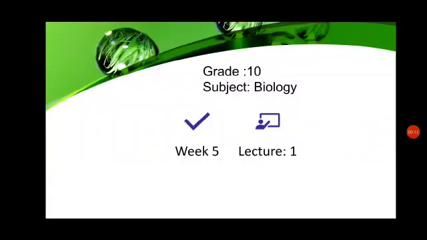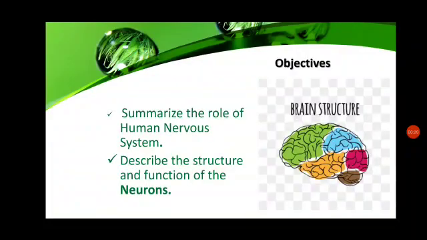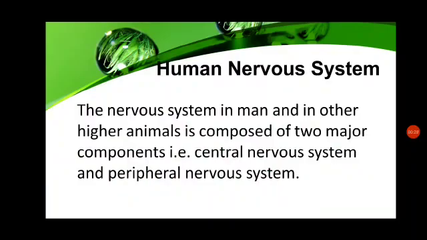This is week 5 and your lecture number 1. Today's topic: human nervous system and nerve cells. Here are some objectives. We have to summarize the role of the human nervous system and describe the structure and function of the neurons. Students, do you know what the human nervous system is?